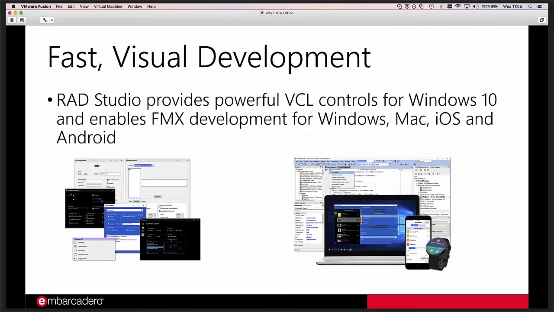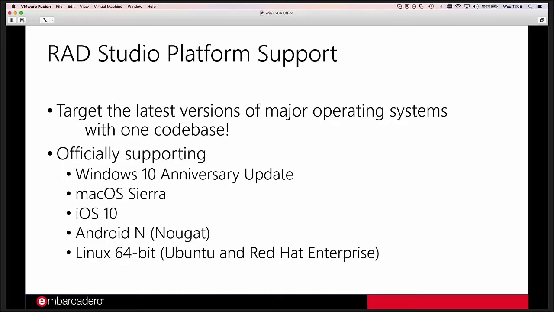When we create a new multi-device application, we can build native user interfaces for all major platforms and for different form sizes on different devices. So these are two very important graphical user interface technologies in RAD Studio. Another important thing is to keep it up to date. We are supporting the latest versions of all supported operating systems. This is the Windows 10 Anniversary Update that I'm using right now, and also the other supported systems.